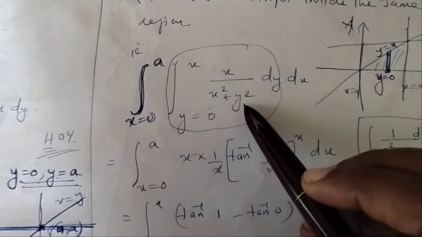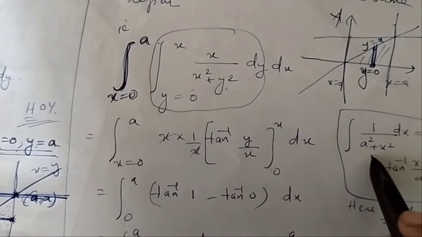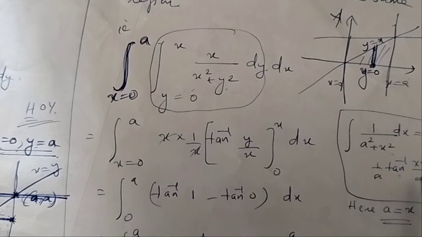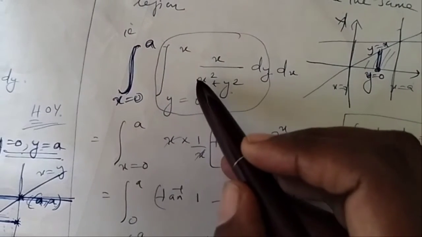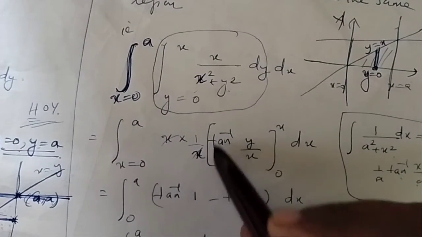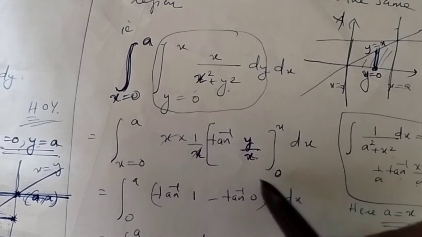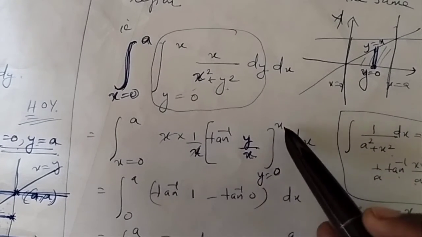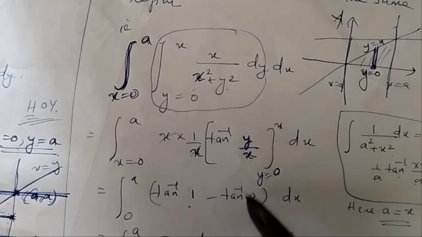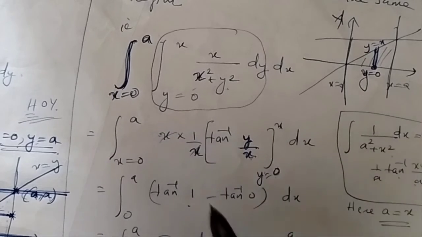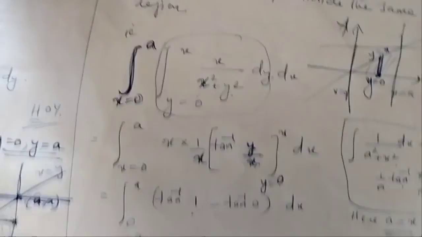So what is the integral of x by x square plus y square with respect to y? x is a constant. Then what is the integral of 1 by a square plus x square? It is 1 by a tan inverse x by a. So here a is x with respect to y. So 1 by x tan inverse y by x, with y from 0 to x. If y is x, x by x is 1, tan inverse 1. If y is 0, it is 0. So x cancels, tan inverse 1 is pi by 4 dx. So the answer is pi a by 4. Okay.